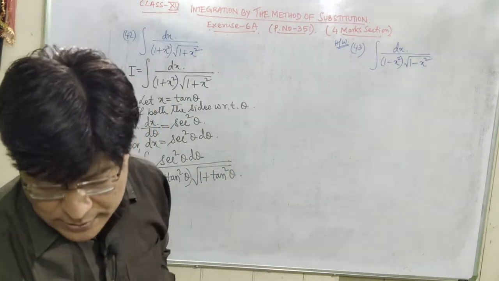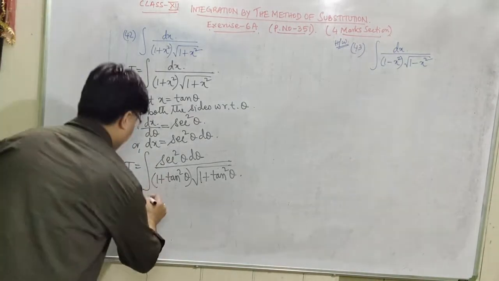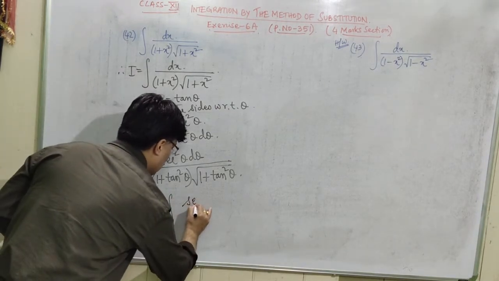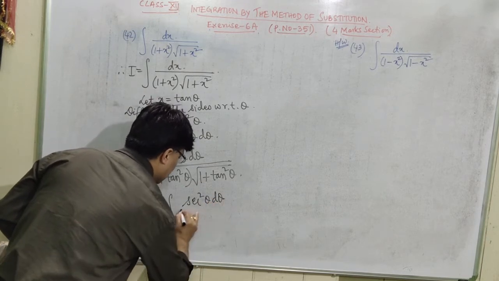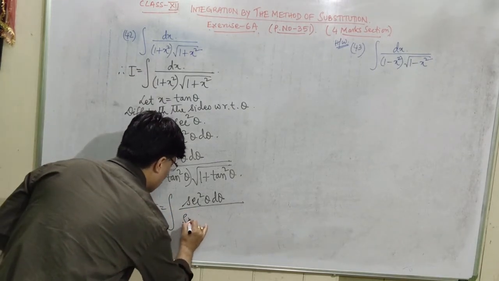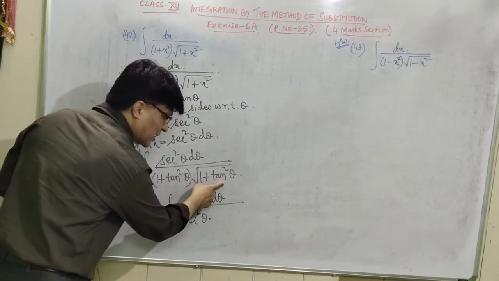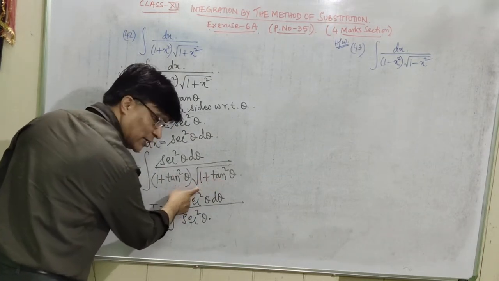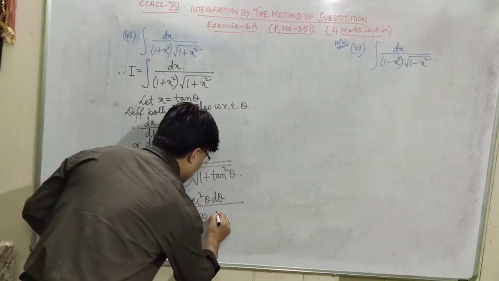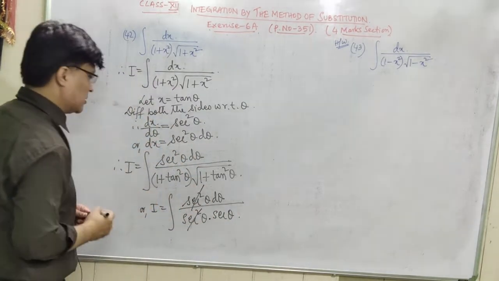So I think you have understood it. So now next, let us simplify it further. I is equal to integration of sec square theta d theta divided by, what is 1 plus tan square theta? You know that this is sec square theta into, now within square root there is sec square theta. 1 plus tan square theta is sec square theta, but it is under square root. So within square root, what is sec square theta? It is only sec theta. So here you can cancel this sec square theta.